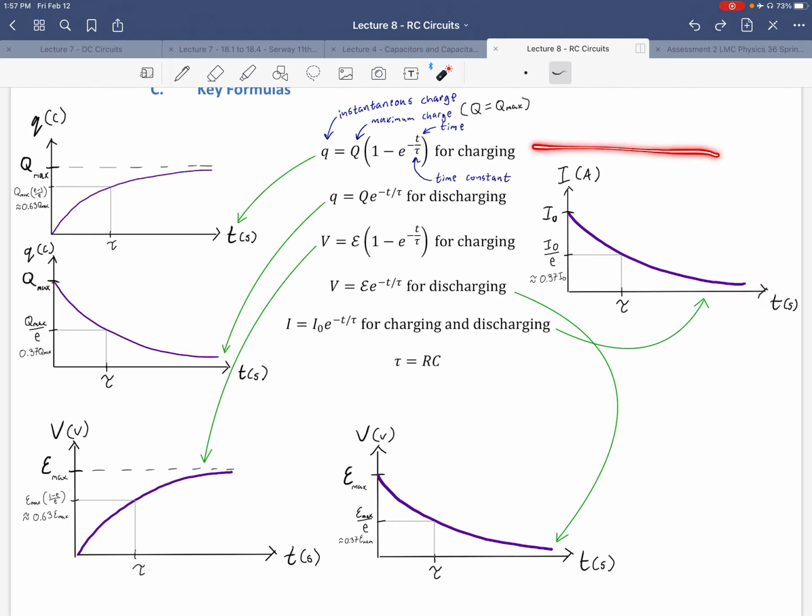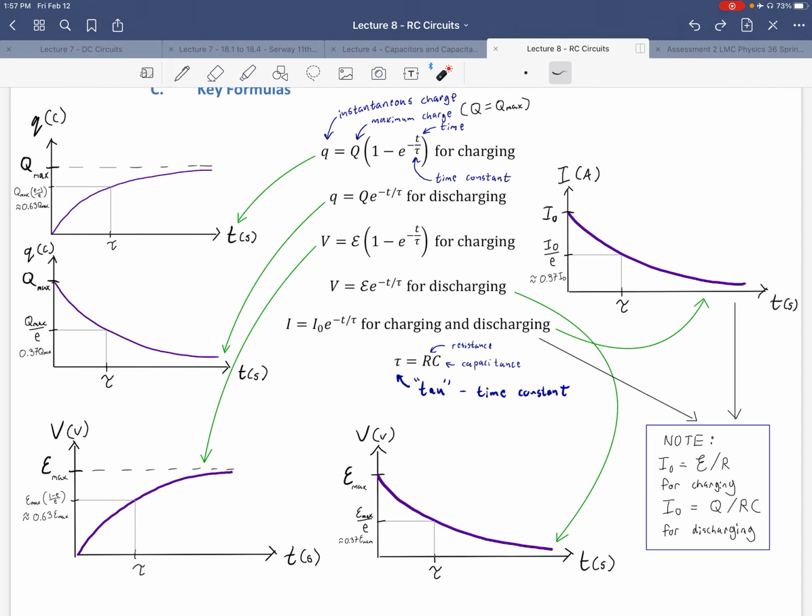So quite interestingly, the current decays to 0 in all cases. In other words, for both charging and discharging. Okay? And here we have the time constant, tau, just equal to RC, where R is the resistance and the C is the capacitance.